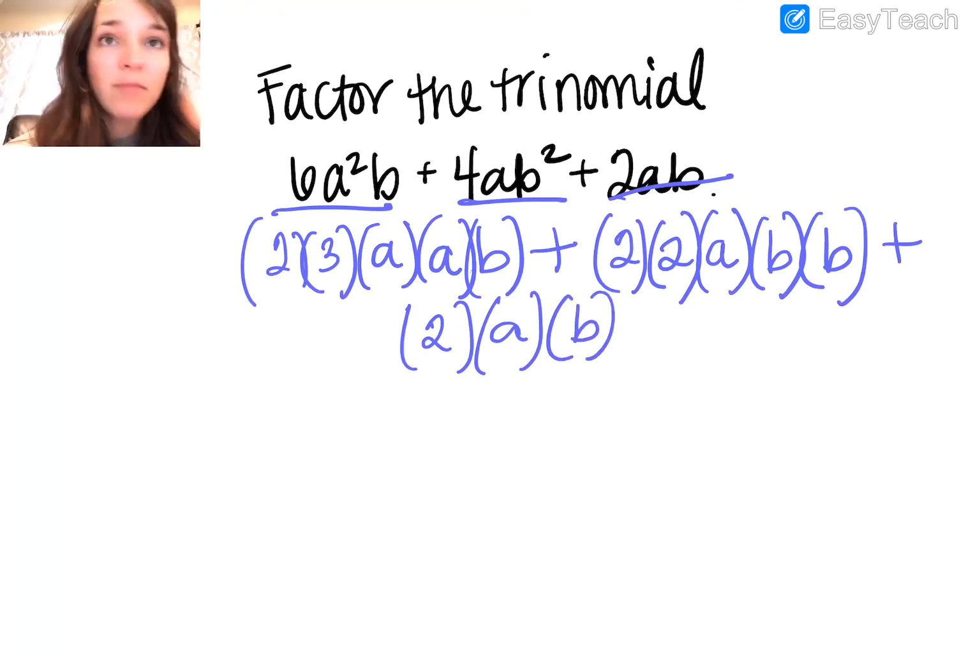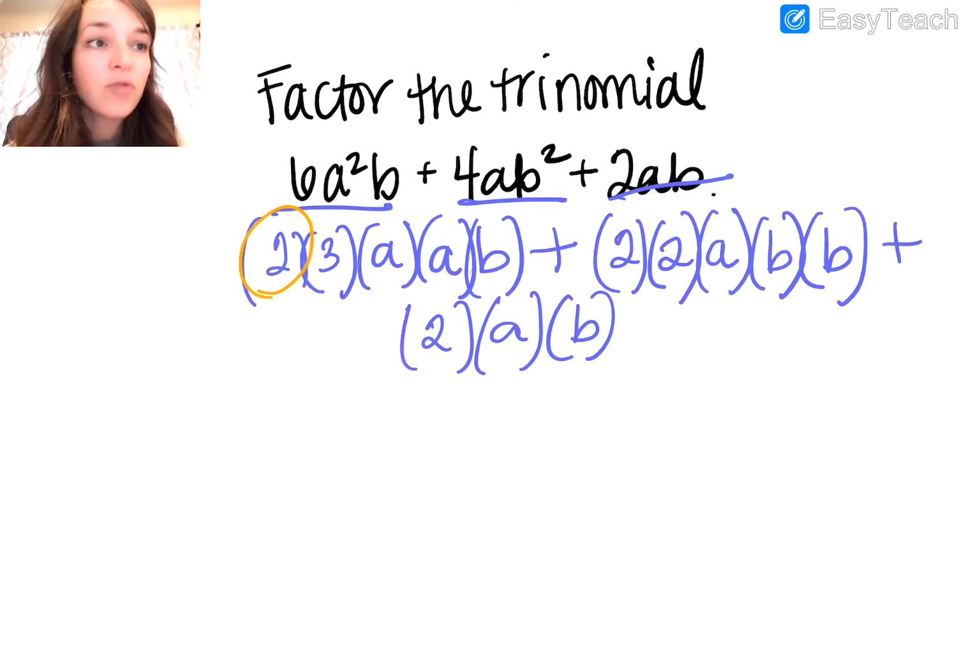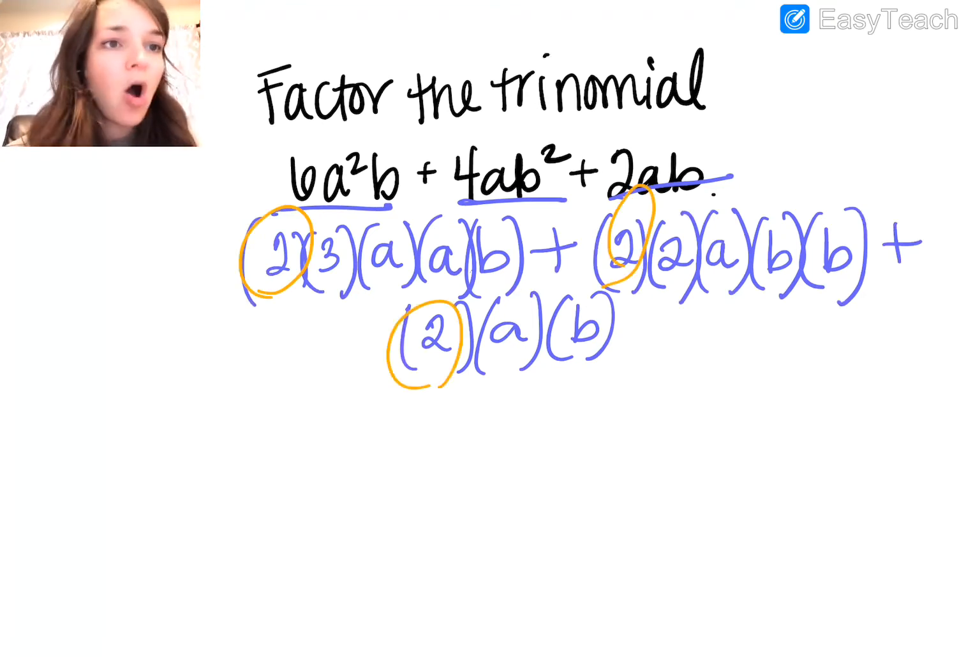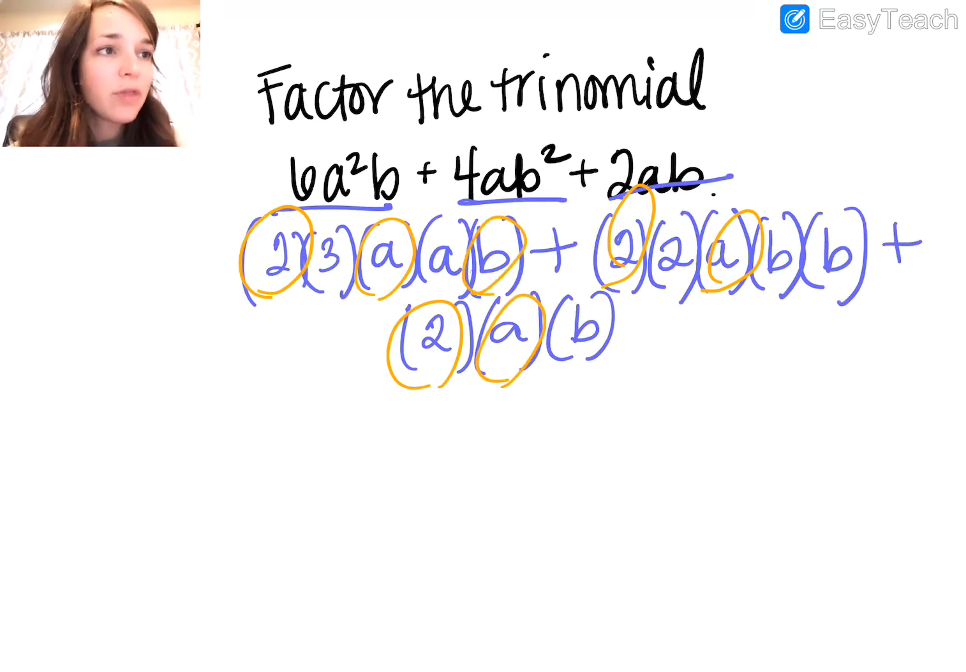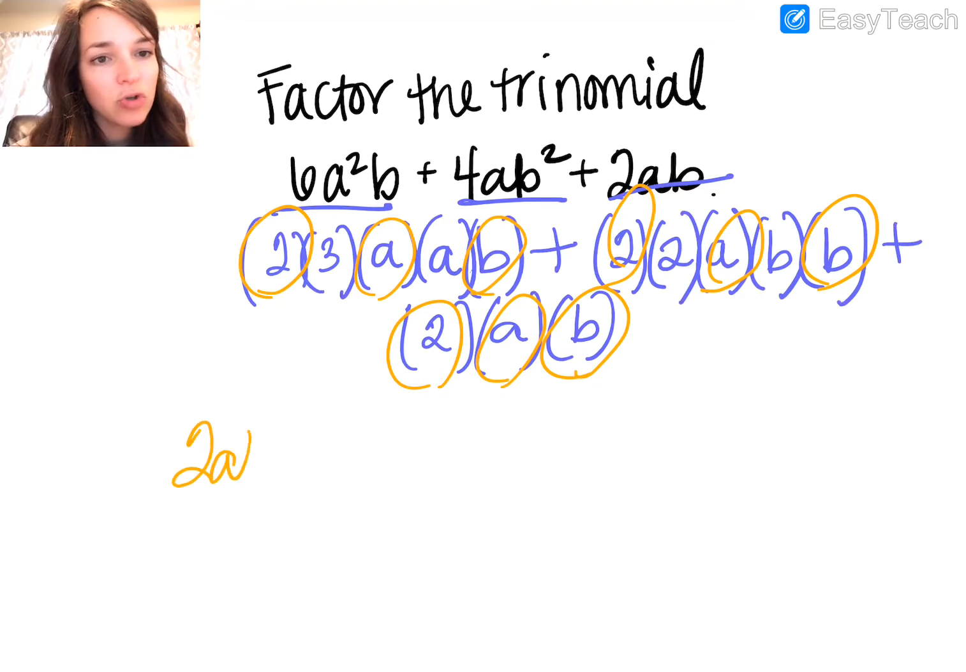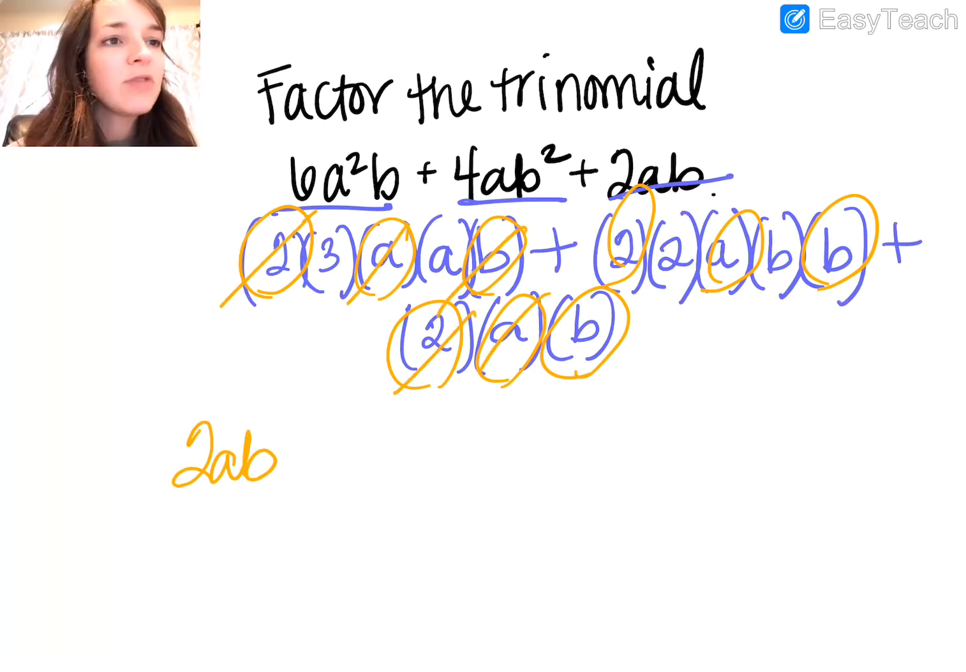So now I'm looking for anything they share. So I see all 3, and it has to be all 3 of them. All 3 of them have a 2. They don't all 3 have a 3. They do all 3 have 1 A. And they do all 3 have 1 B. So that tells me I'm taking out 2AB, okay? So that is going to be removed from all 3 of these, okay?